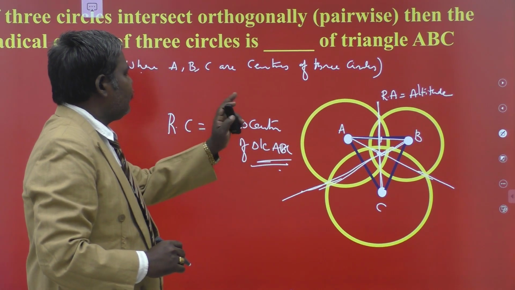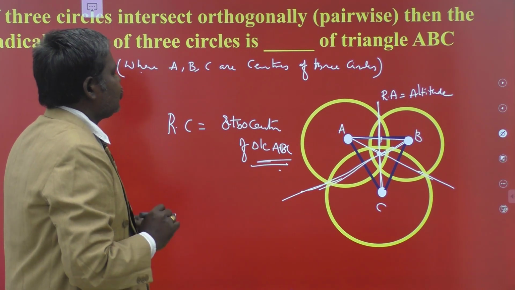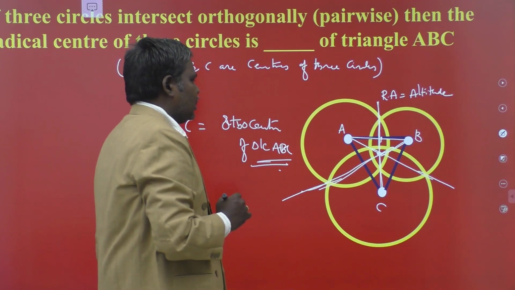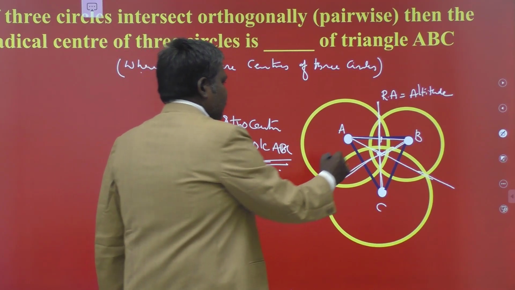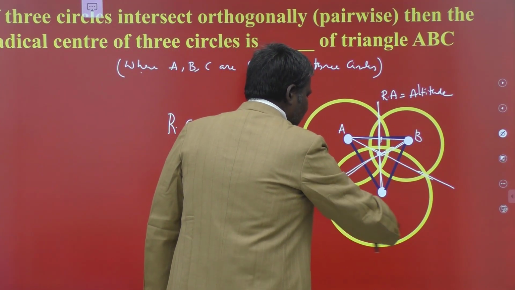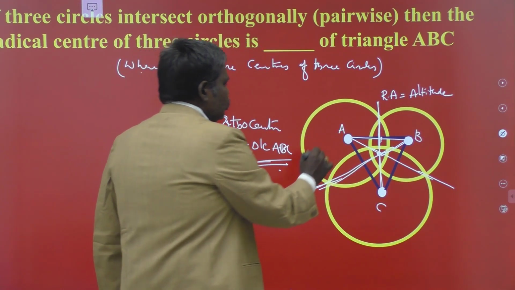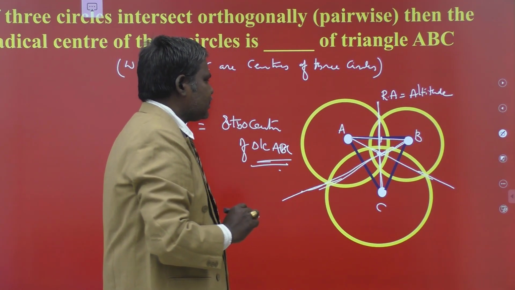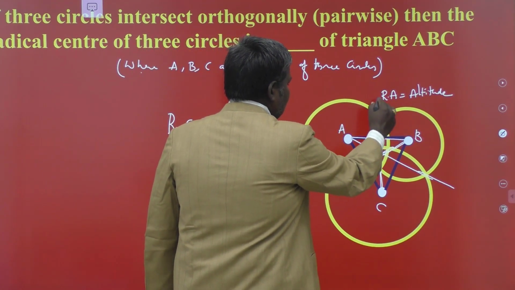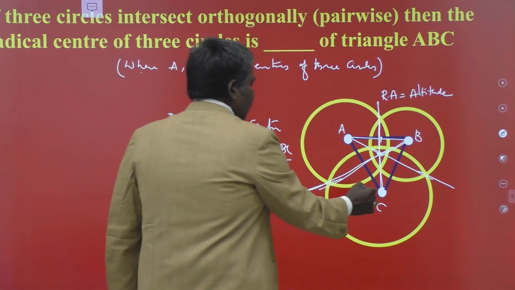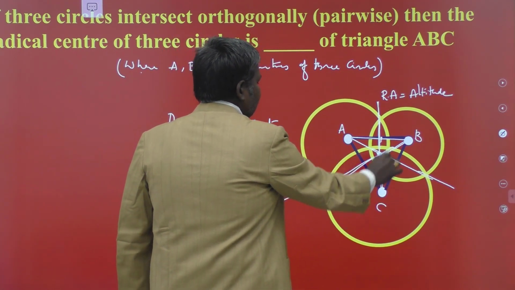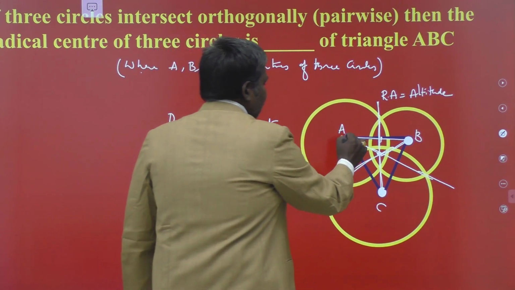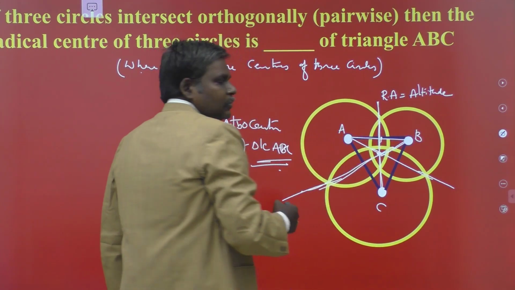So why does every radical axis become an altitude? I repeat once again, the radical axis is always perpendicular to the line joining their centers, and at the same time this radical axis passes through the center of the circle, because these two circles are intersected by this circle orthogonally, making 90 degrees. At that time the radical axis always passes through the center of that circle. What is the center here? One of the vertices of this triangle.